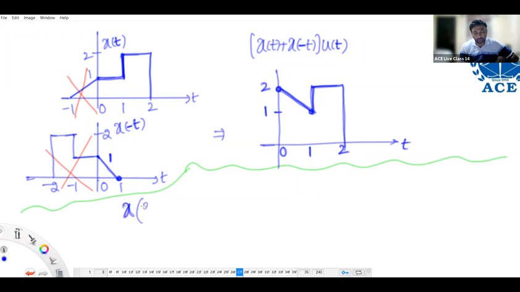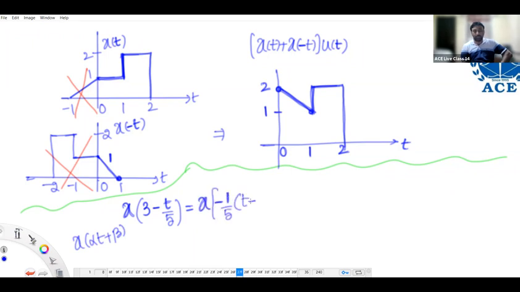Suppose in the same problem, if I am expecting the signals, what is the sequence of steps to be followed? Only tell me the sequence of steps. Our style is alpha t plus beta. Never forget it. That is the general form. So internally, taking minus 1 by 5 common, it becomes t minus 15.